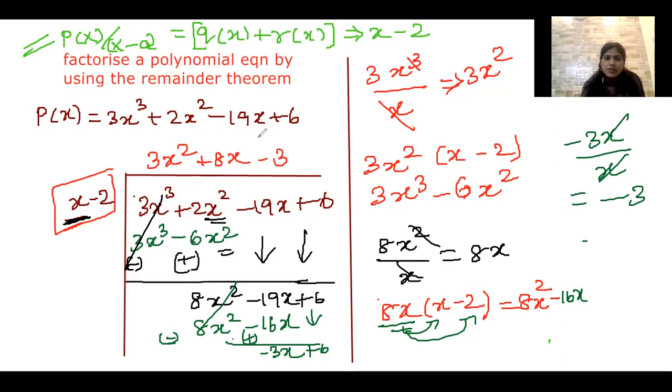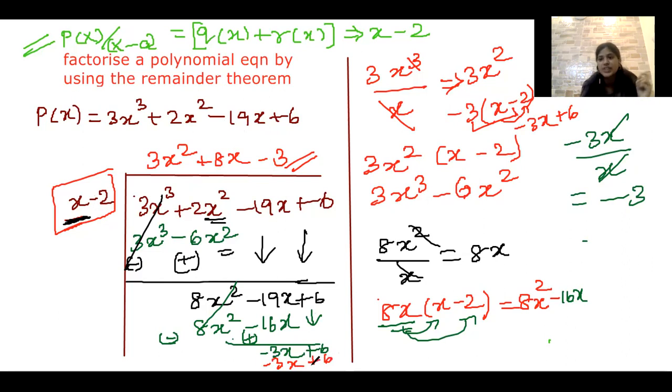So now I have to multiply this recent quotient value with the factor. If I do that, it's going to be negative 3 times x minus 2. So if you multiply it, it's going to be negative 3x and plus 6, right? So that thing I have to write over here. It's going to be negative 3x and plus 6.